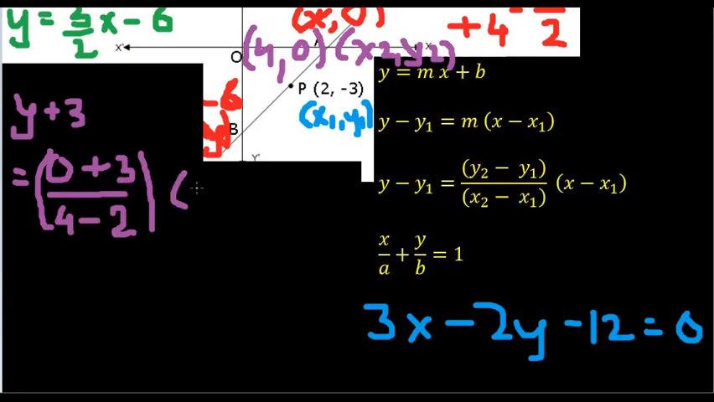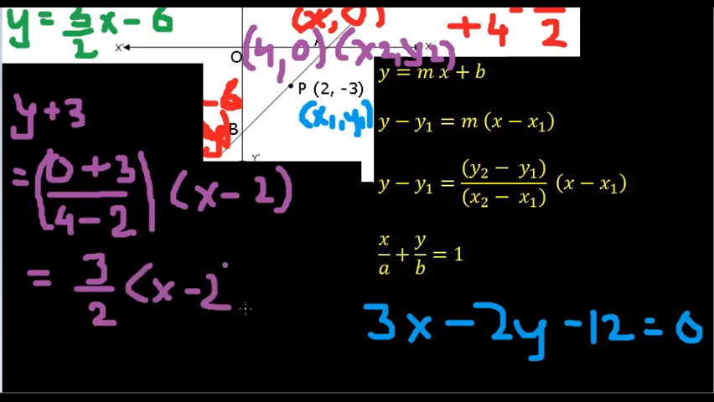We need to complete the equation with x minus x1, which is 2. If I were to simplify this side, this would become 0 plus 3 is 3, divided by 4 minus 2 is 2, times x minus 2. And again, I would suggest you just simplify this, multiply this 2 to the other side to give you 2y plus 6, and distribute the 3 to the x minus 2 to give you 3x minus 6, and then simplify, which will ultimately give you this result. Consider this as an exercise.